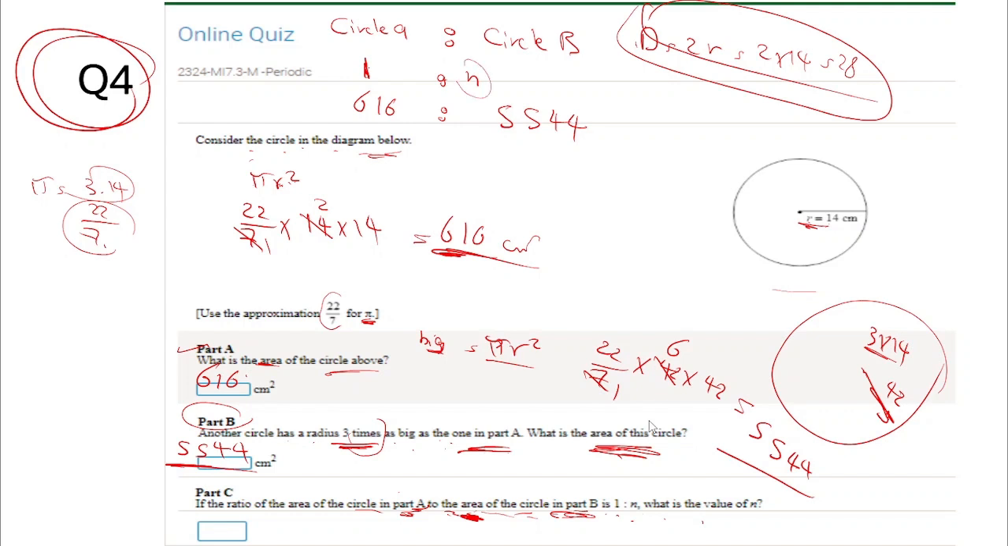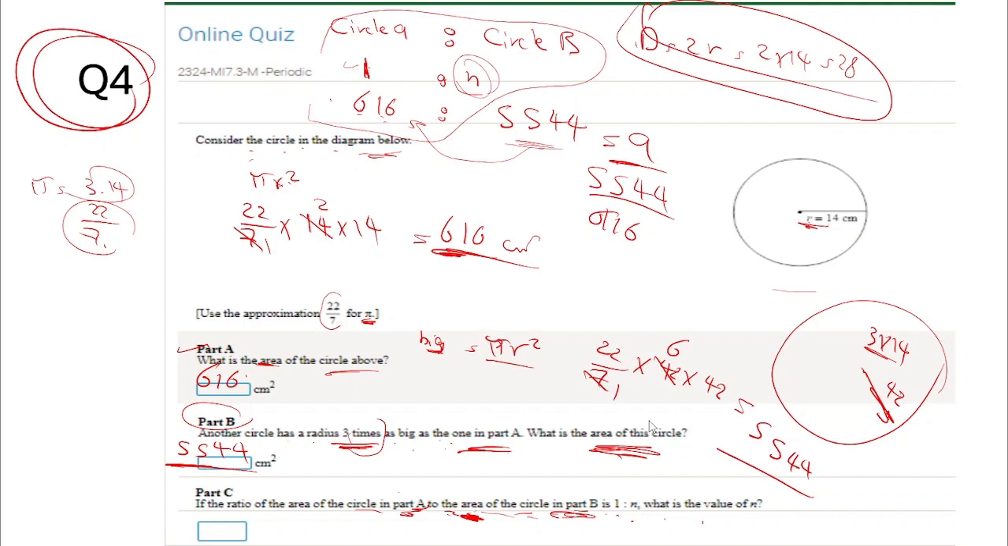So to get n, very simple. Now it's here, 1 unit is 616. So that means if I divide 5,544 by 616, I will get how many units? So let's say 5,544 divided by 616. Right? So 5,544 divided by 616 will give me 9.